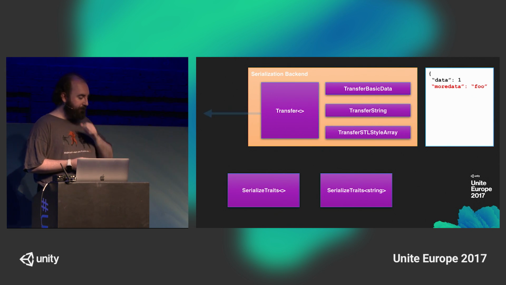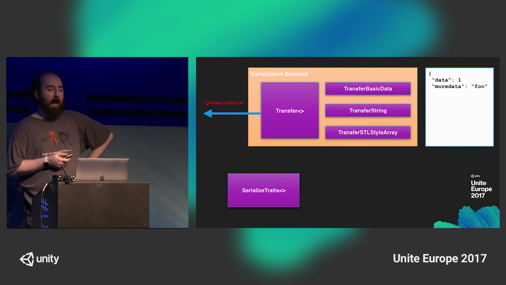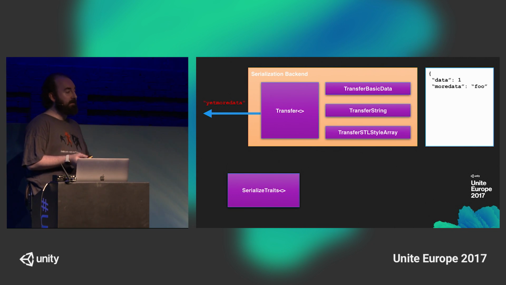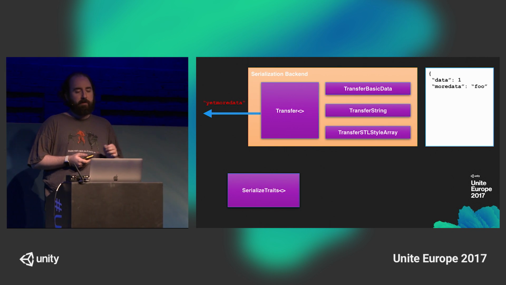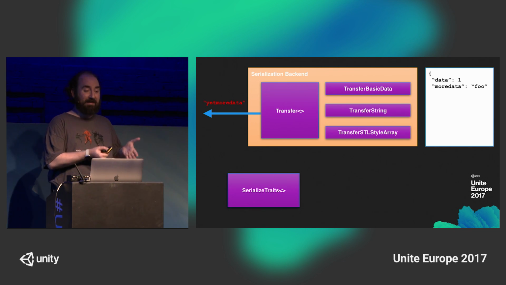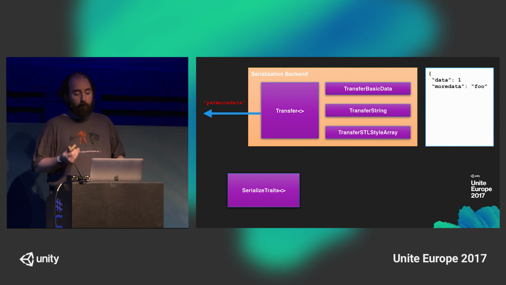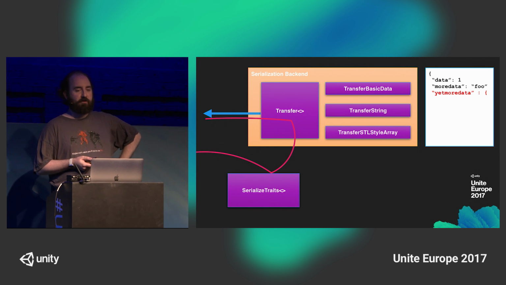Here's a slightly more complex one then. We now have yet more data. And this one is actually not a string or an int, it's a struct in and of itself. It has subfields. And what we do for this one is we don't have a specialization of serialized traits for every single type in the code base. There's a sort of default version that's going to get instantiated if we haven't specialized it. And what that one does is it bounces it back out again. So the transfer function feeds the serialized traits, which bounces back out again to another transfer function for the struct.